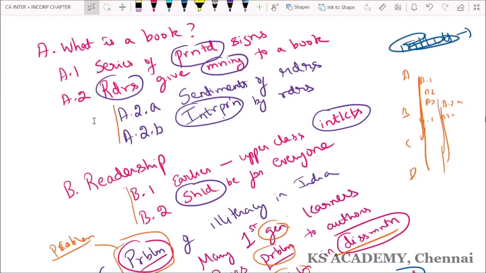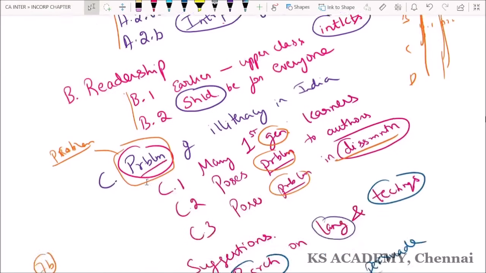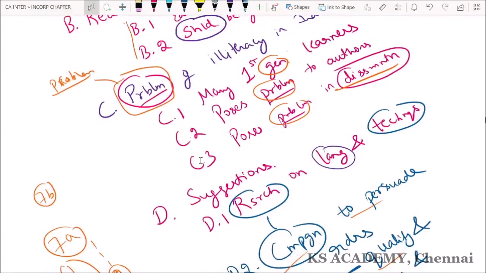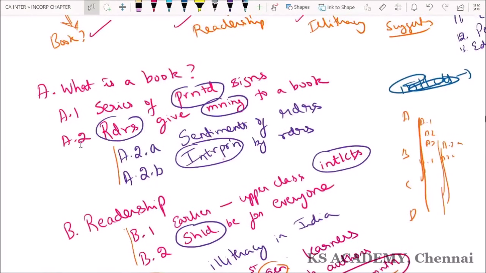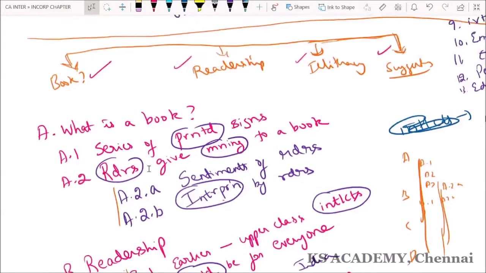Here it's not in a single line actually. It should be in a single line, right? A1, A2, B1, B2, C1, C2, C3, all that should be in a single line. And then inside that, whatever other points are there, A2A, A2B, A2C, all these things should be in one more single line. Everything should be in a single line. That format is something that you need to see.